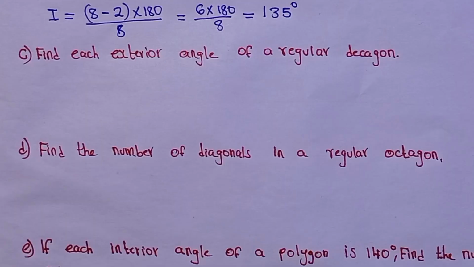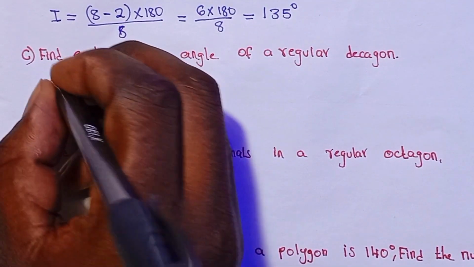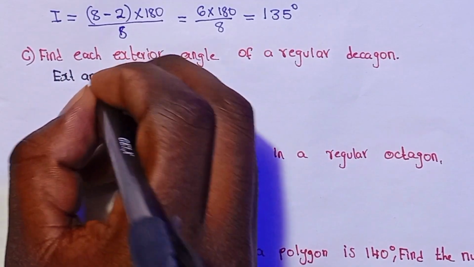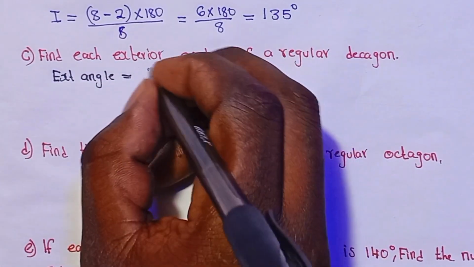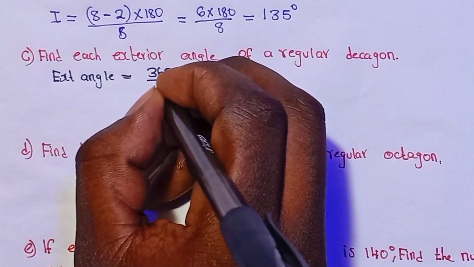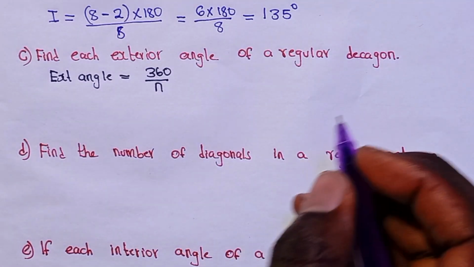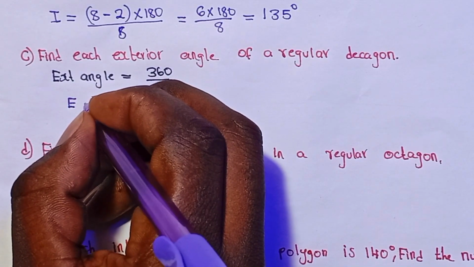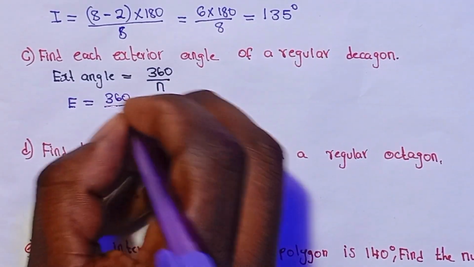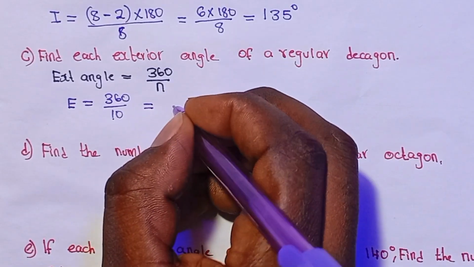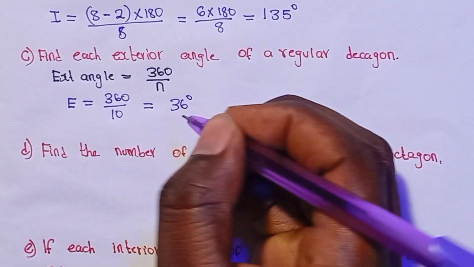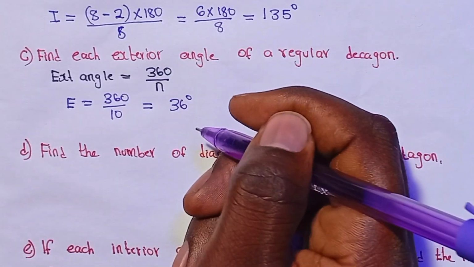So the next question states: find each exterior angle of a regular decagon. So from the formula, the exterior angle is given by 360 divided by n. What we need to know is that a decagon has 10 sides. So the exterior angle is given by 360 divided by 10, which is equal to 36 degrees. So each exterior angle is 36 degrees.